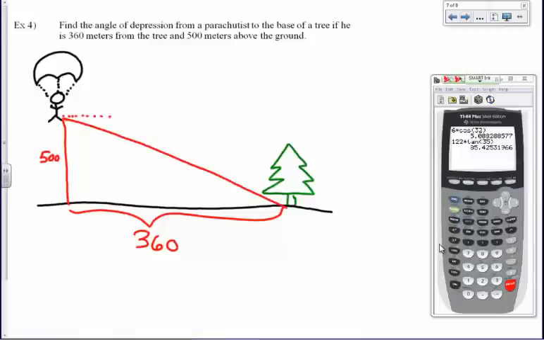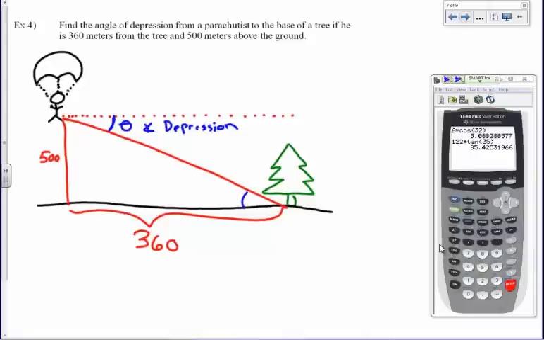Well, we're going to draw a line from the parachutist down to the tree. Now remember, we want to find the angle of depression. If we go back a couple of slides, we remember that the angle of depression is created when you look straight out and then you look down. Not this other angle that's at the top of the triangle.